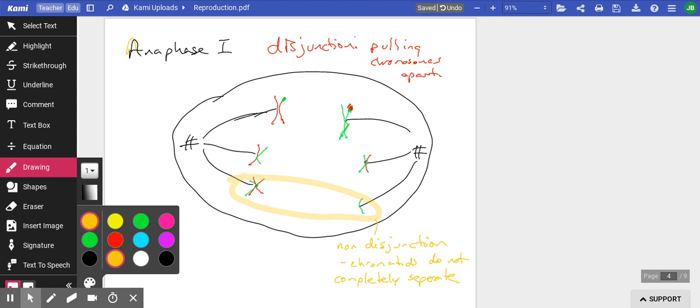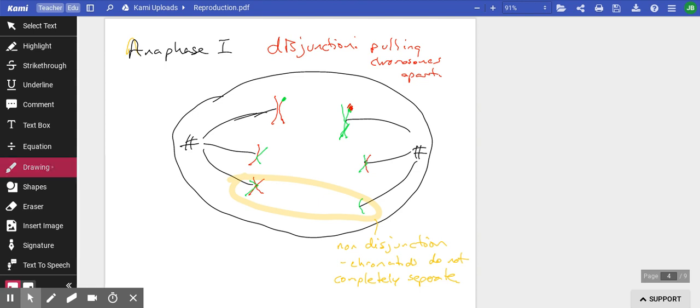So notice that each of these chromosomes, chromosome 1, chromosome 2, and chromosome 3, separated independently of each other. The result of this is huge variation in offspring, because each of the 4 cells produced by meiosis is going to be different from the other cells produced by meiosis. And so the name for this is independent assortment.